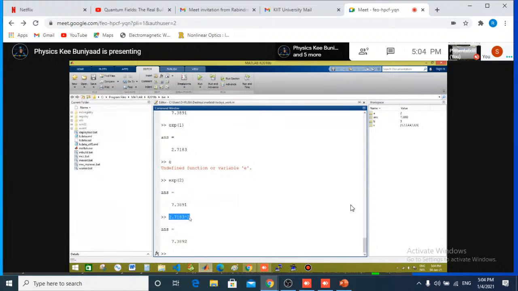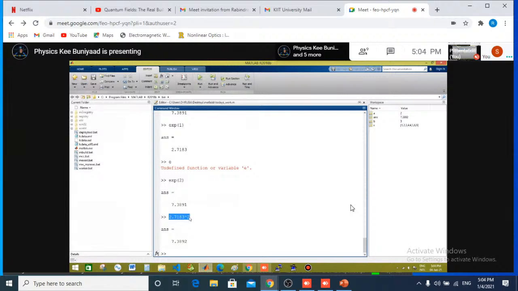Then log and log10. Here log simply gives you the logarithm with base e, not base 10. Log means log base e, the natural log. Now log10 means it is the logarithm with base 10. So when you type log10 of 10, it will give you 1. But simply log always gives you the logarithm with base e.